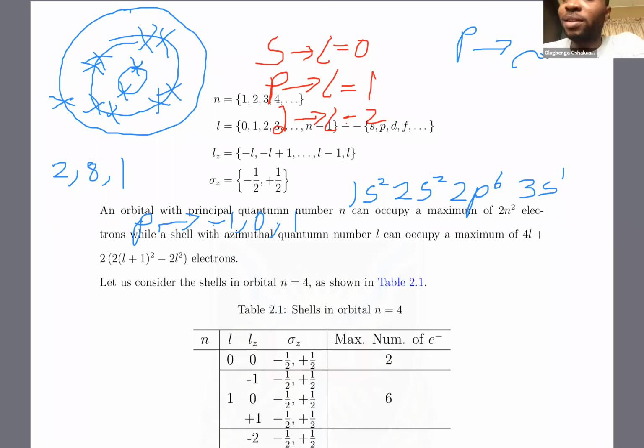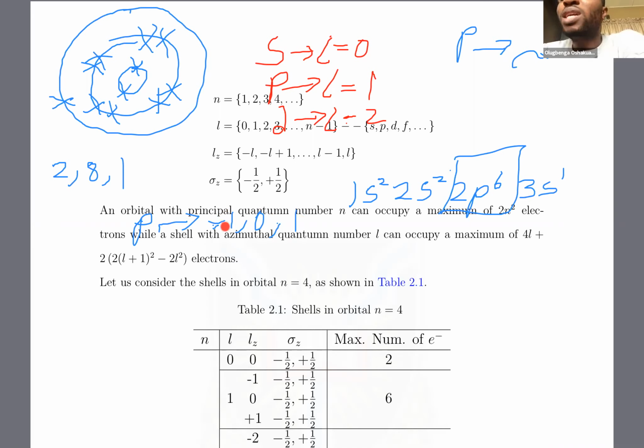So when you look at this particular shell, 2p6, it is carrying 6 electrons. And for the fact that it is carrying 6 electrons, 2 of the electrons have -1 as their magnetic quantum number, 2 of the electrons have 0 as the magnetic quantum number, while 2 of the electrons have 1 as the magnetic quantum number. That means 2 plus 2 plus 2. So again, 2 have -1, 2 have 0, and another 2 have 1.